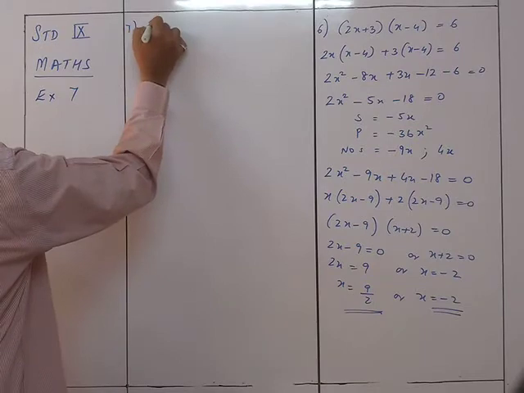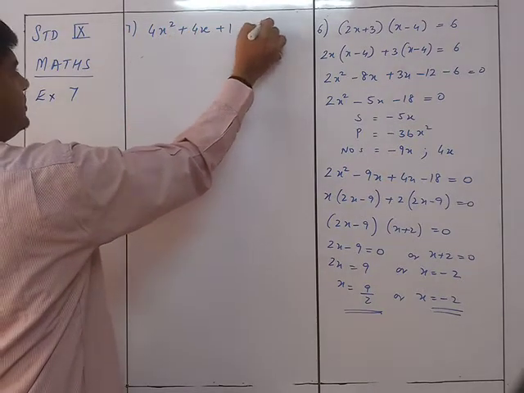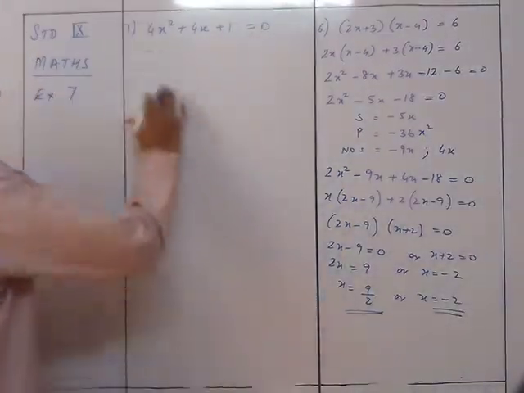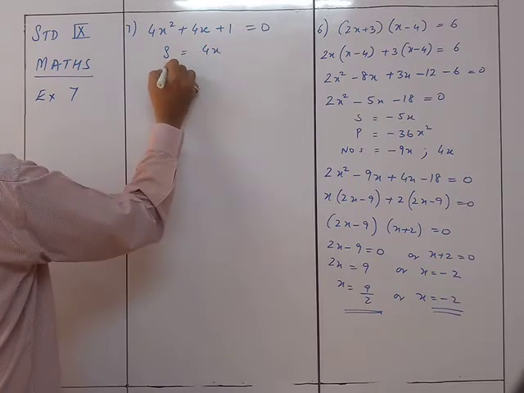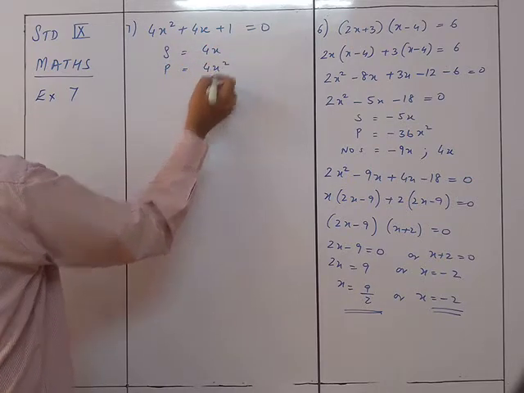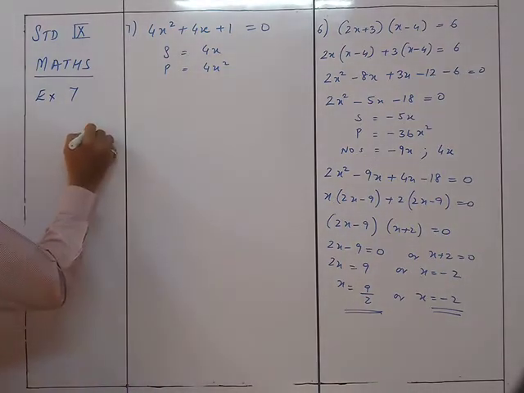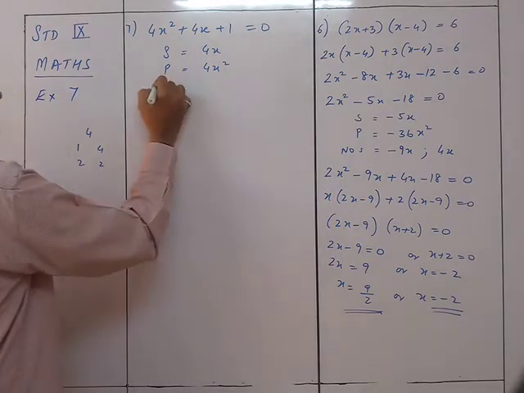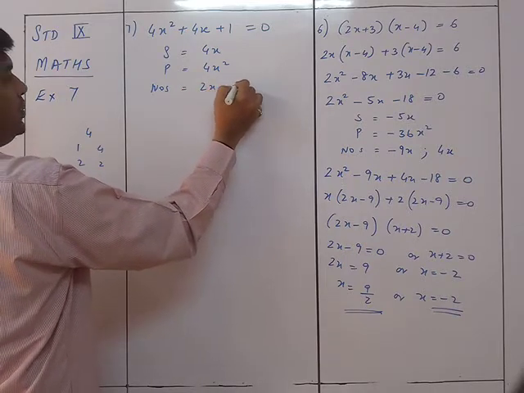Sum number 7 is 4x² + 4x + 1 = 0. Okay, a direct question. We'll require the sum to be 4x and the product to be 4x². What should be the numbers? When we split 4, it is just 1 and 4 or 2 and 2. Of course 2 and 2 will work out. So the numbers will be 2x and 2x.